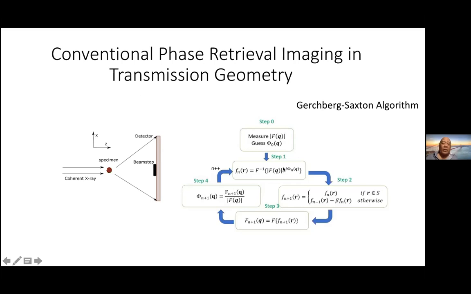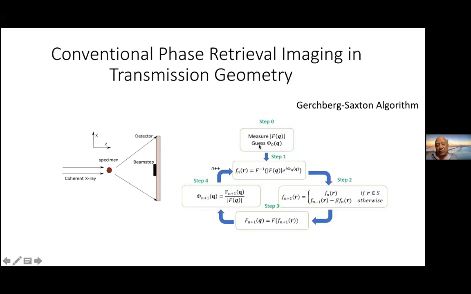And eventually, amazingly, almost by magic, usually these things converge and give you a real space electron density, which is amazingly accurate, down to the 10 nanometer scale or so.